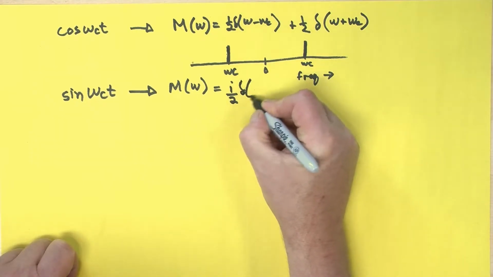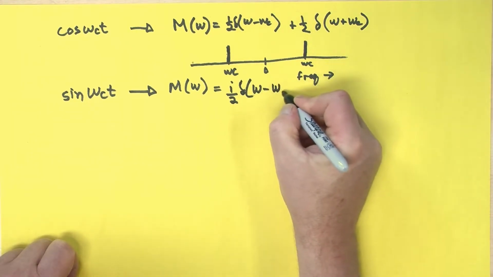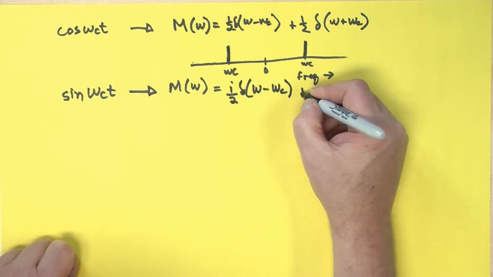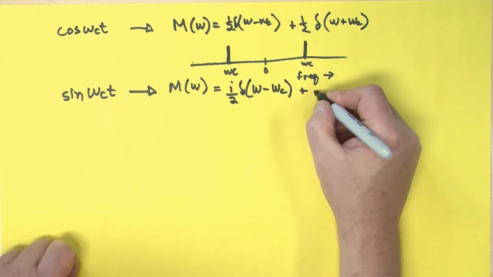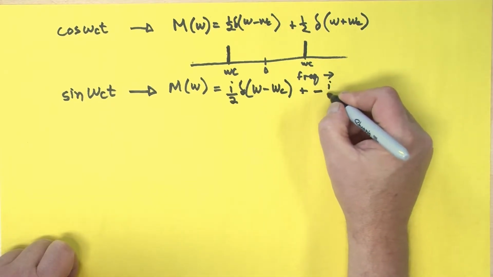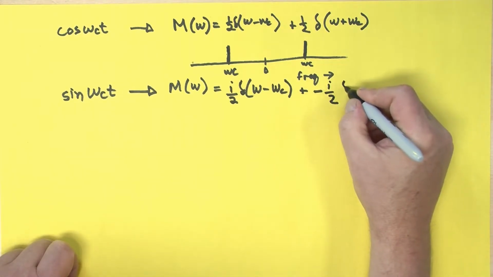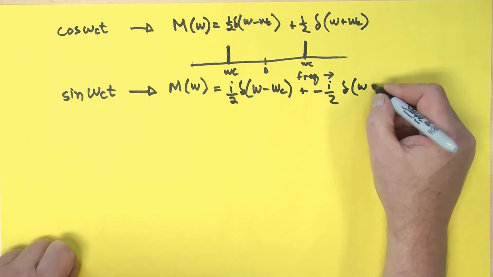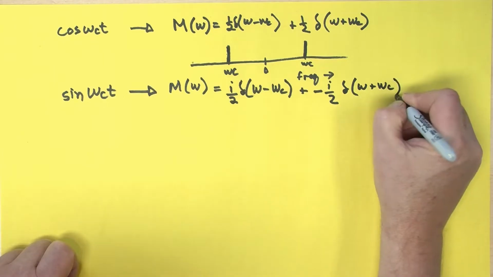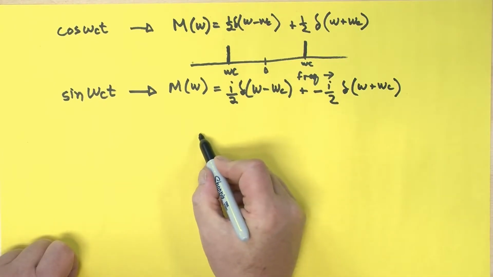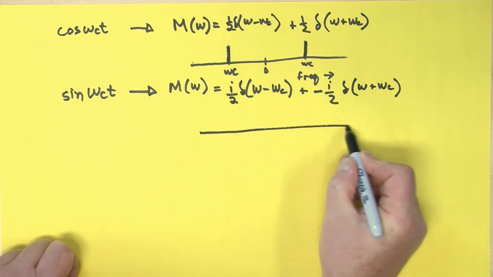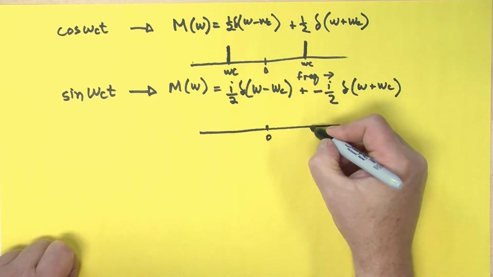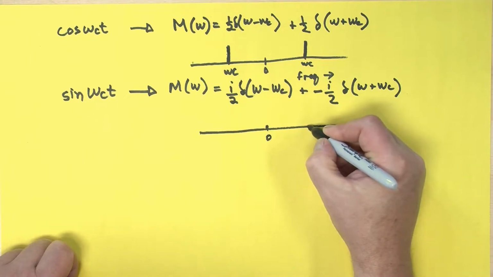times the delta function omega minus omega c, plus, and here's where it gets interesting, minus i over 2 times the delta function omega plus omega c. And that translates to this over here if we draw the spectrum. Here's 0 again. Here's omega c.